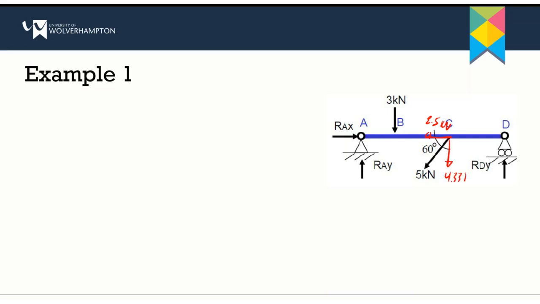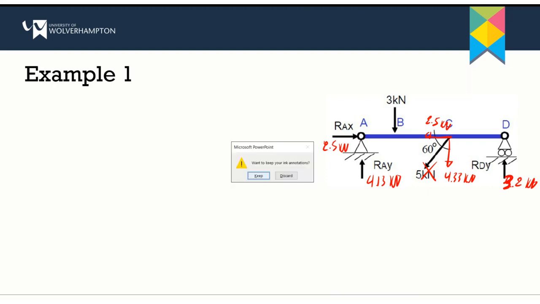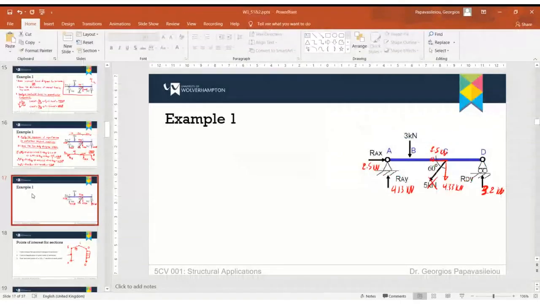kilonewtons. This one is not here. 4.13 kilonewtons. 2.5 kilonewtons, 3.2 kilonewtons. So let me just copy it a few more times.